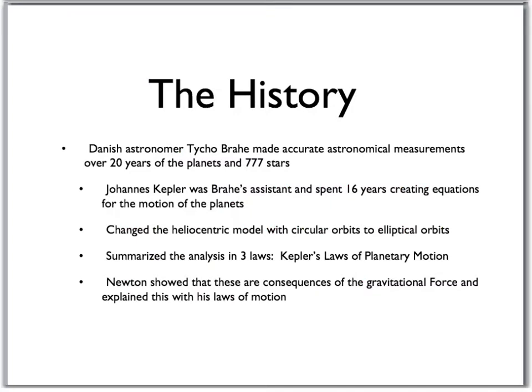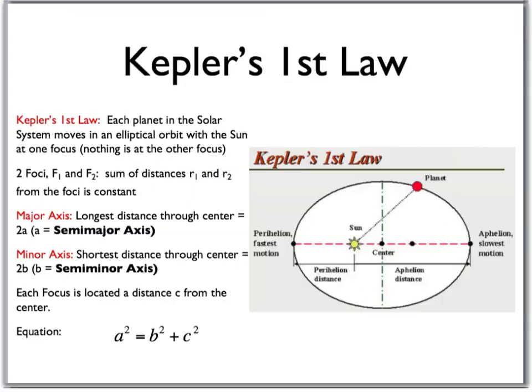he changed the heliocentric model with circular orbits to ones with elliptical orbits. He also summarized his work in three laws, which we will see in this section. And Newton was able to then go back, take a look at Kepler's laws, and prove or show that these laws were actually consequences of the gravitational force that he had explained with his laws of motion.